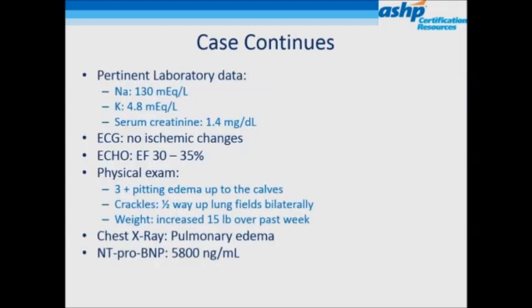So his sodium's 130, his potassium's 4.8, his creatinine's 1.4. We have no ischemic etiology for why he's coming in for heart failure. His echo is 30 to 35%. His exam is suggestive of heart failure. He's got a pro-BNP that's elevated, so it's all pointing in the direction of volume overload.